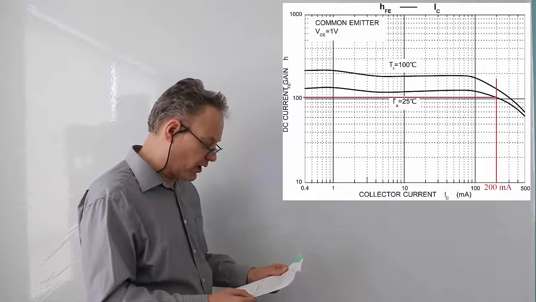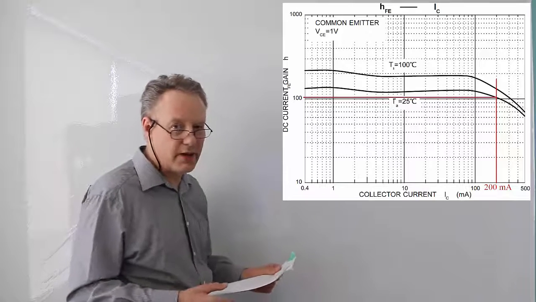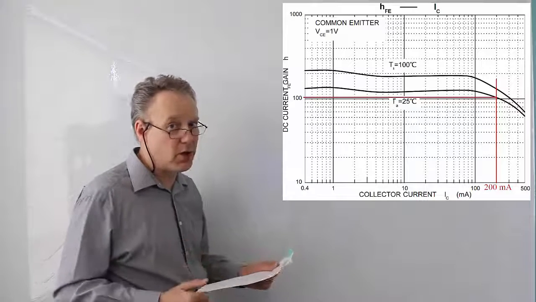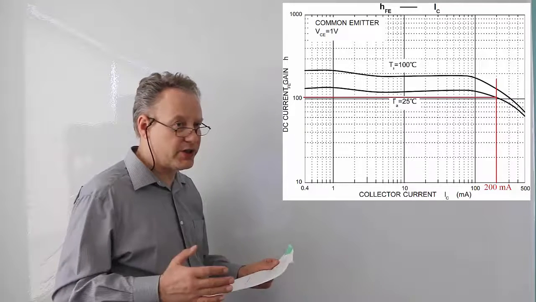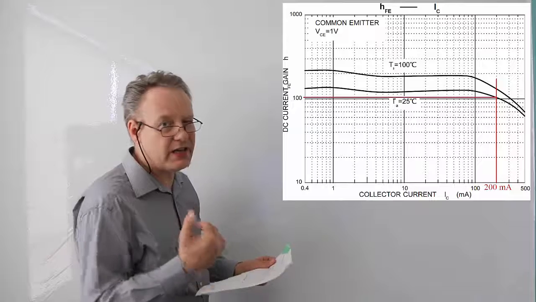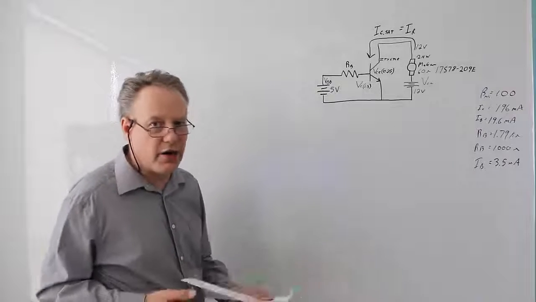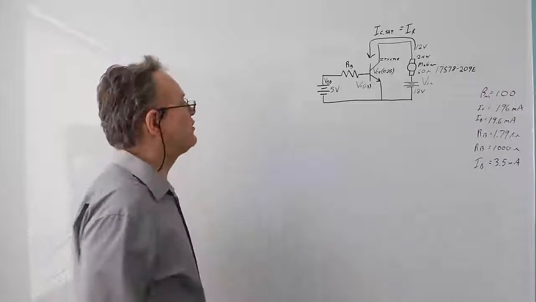So if we go up to 200, we're crossing the gain line at just a little bit over 100, but you can see that the gain actually goes below 100 as well. So if you're pushing this thing to the maximum amount of current that it can take, then your gain sneaks down a little bit. But we're good. We're way underneath, so we're going to go with a gain of 100. Okay, cool. So let's actually do the math.